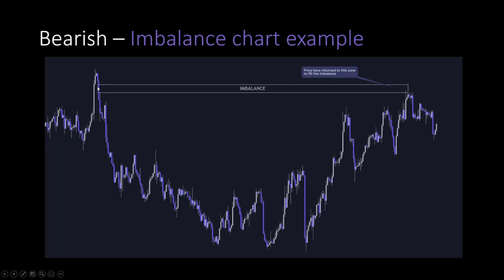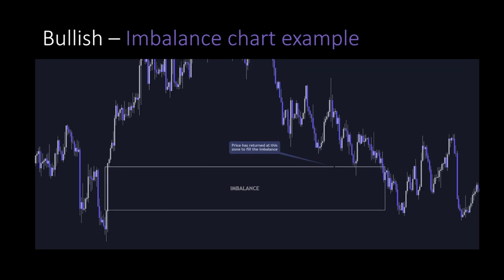Look at this right now. We have this wick here and this wick here. So this is our extreme imbalance, okay? Price has returned to the zone to fill an imbalance. Always, guys, imagine imbalance is just like a magnet, okay? It magnets the price, and price always tends to fill this inefficiency in the market. Why? Because institutions and large orders are behind it. So that's really why the imbalance needs to be filled.